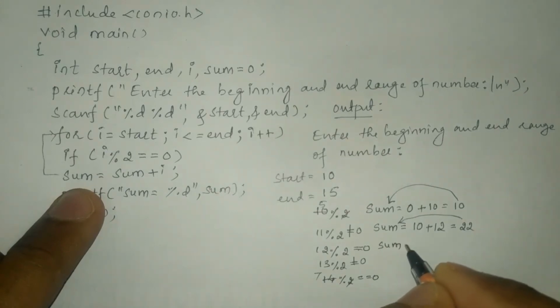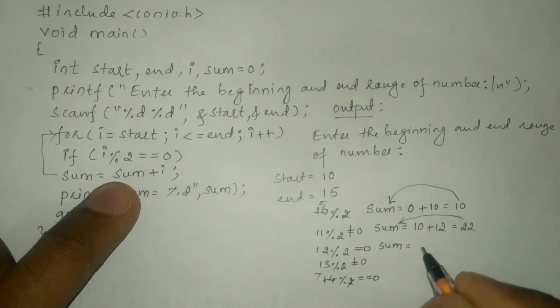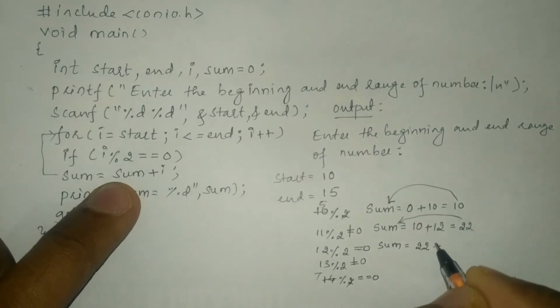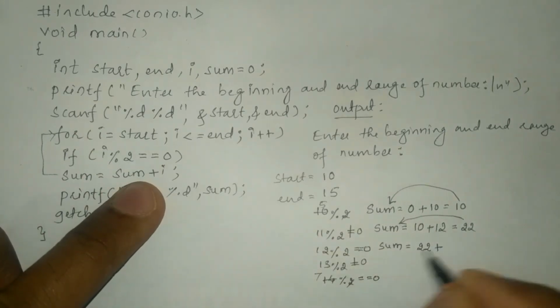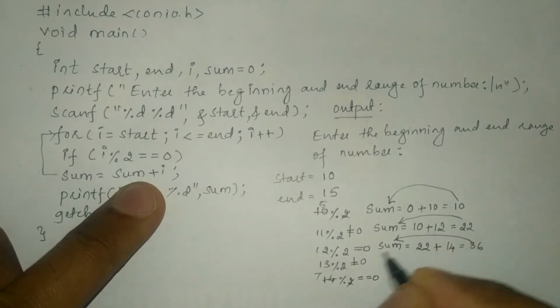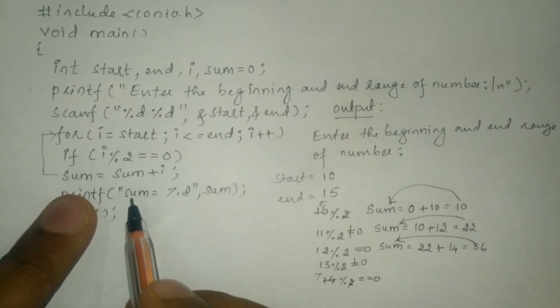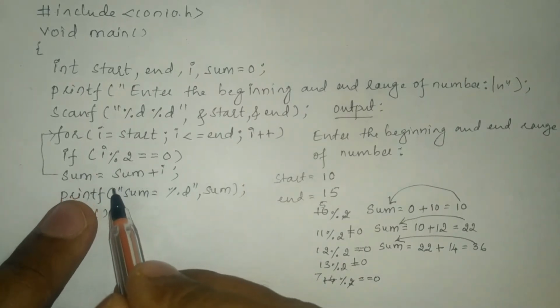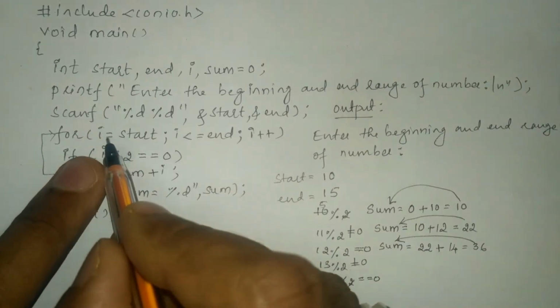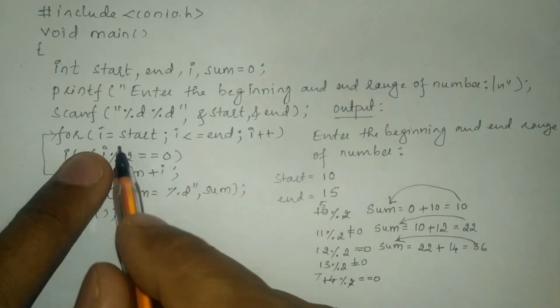Again sum is equal to sum plus I, means sum is now this 22 plus I value is 14. Here 14 is added. So 22 plus 14, that gives me 36. So this value is stored in a variable called sum. Now again the value of I will get incremented by 1. Again control transfers to for loop, and here I is equal to 15 now.